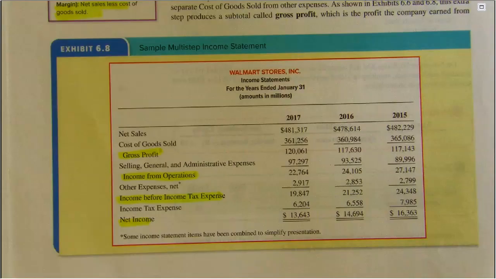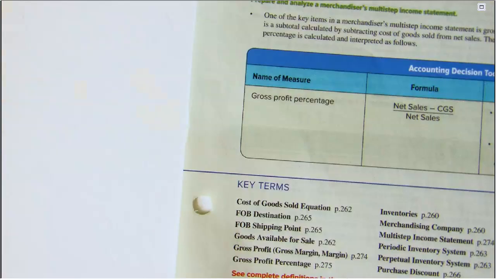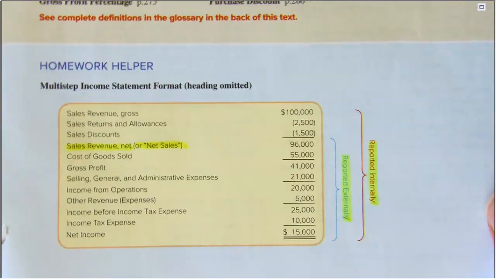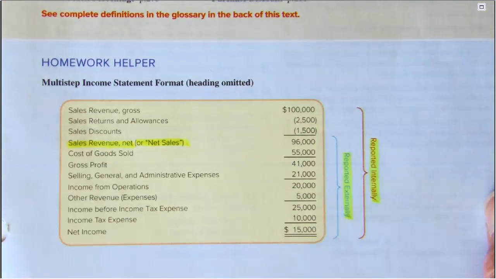Now let me show you. This is page 283 in our text. And this kind of shows you the difference between external and internal reporting.